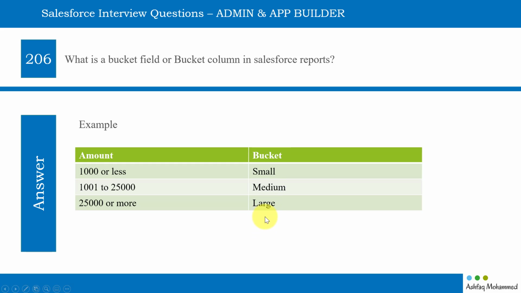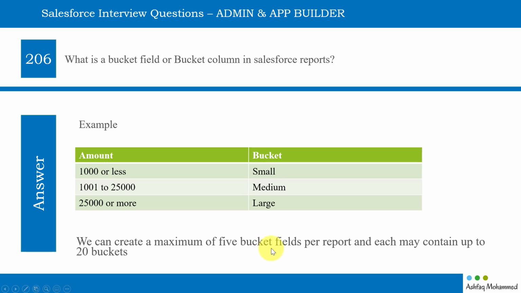So you can have a separate column which says small, medium, large, right? So what are we doing? We are not changing any source data. Just based on the source data, I am bucketing. I'm not creating any field in the Salesforce object on the fly on the report, right? We are just bucketing or categorizing it.